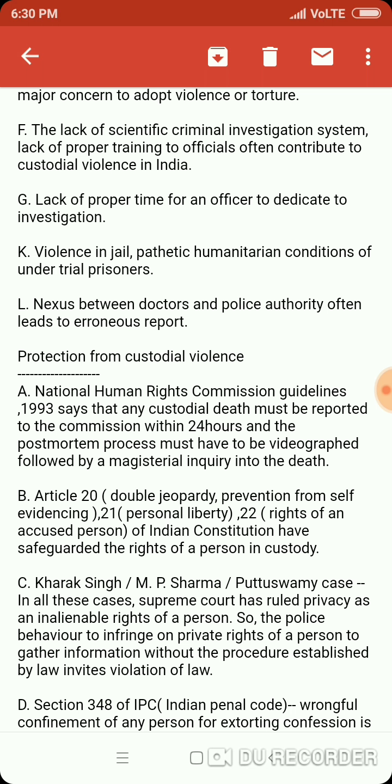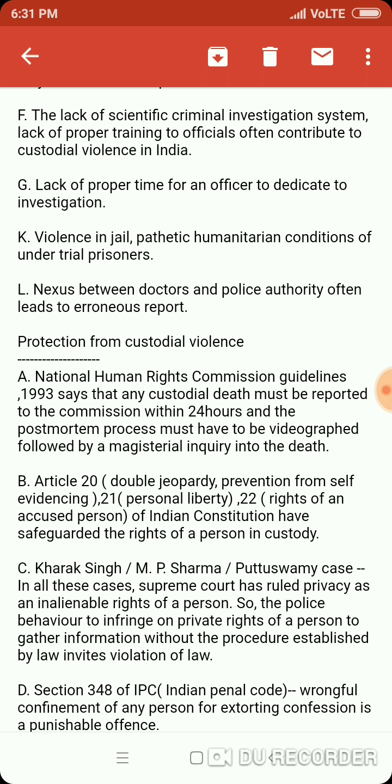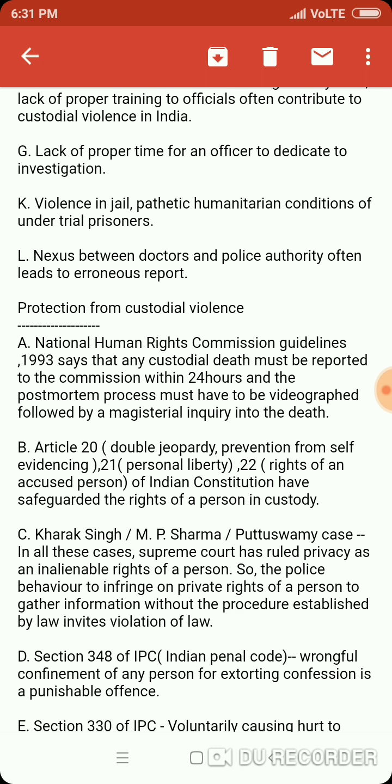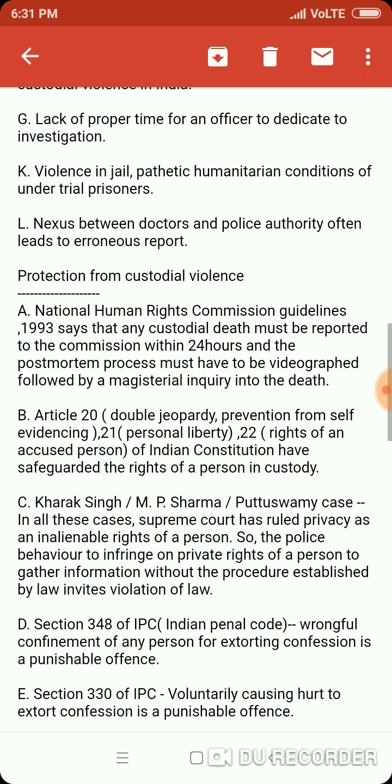We all know what the pathetic and pitiable conditions of undertrial prisoners in India are. In such cases, violence as well as other psychological pressures also cause some custodial death and custodial violence. The nexus between doctors and police authority often leads to erroneous reports.